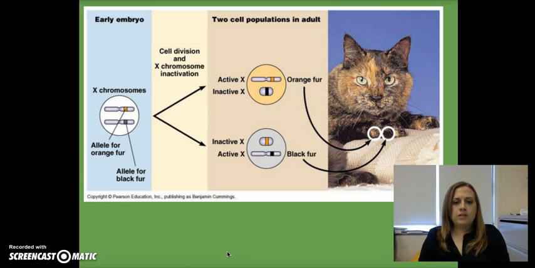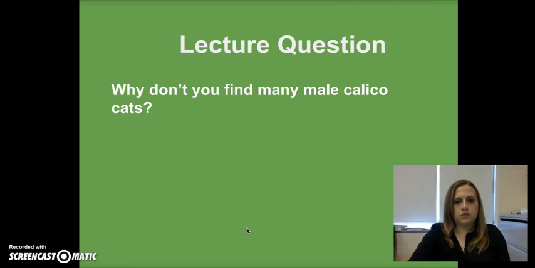And so what that means is that within the cat, so here's a picture of a calico cat, so it's a mix of orange and black fur, you end up having areas where the cat looks black, and that means that the X that was carrying the allele for orange was turned off, and then on the patches where you see orange, that is where you have the X with the black allele being inactivated. All right, so that's why you end up seeing a mix of this fur together.